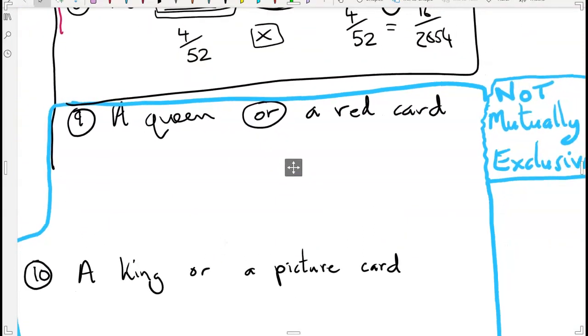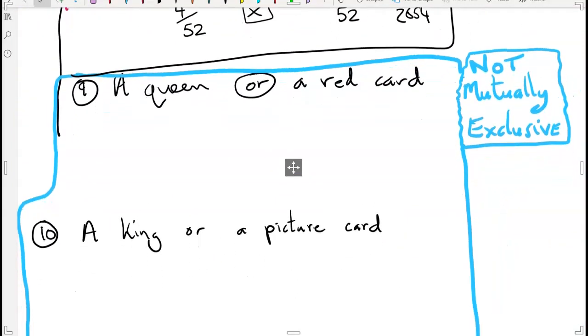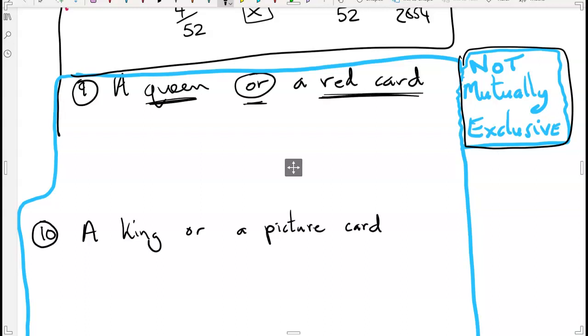Now this again is slightly more difficult. This is when you're dealing with not mutually exclusive cards. So let's say you're asked the probability to find a queen or a red card. Well, let's work out the probability of each one happening first. The queen, of course, there's 4 of them, so the probability of drawing a queen is 4 over 52. The probability of drawing a red card, well, there's 26 red cards, so it's 26 over 52. Or means you add them, so you come to 30 over 52.